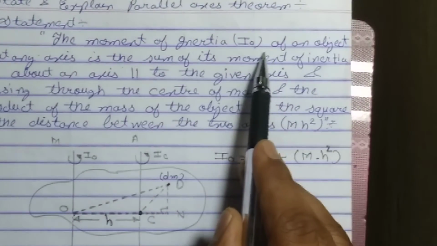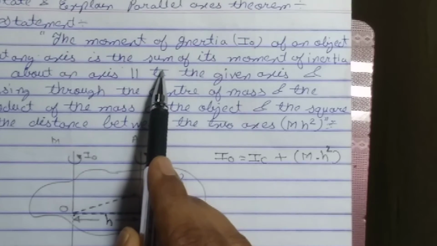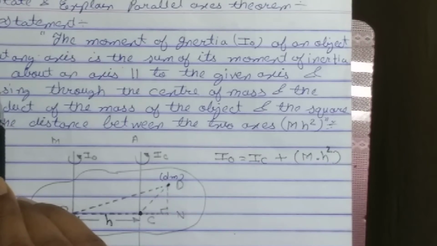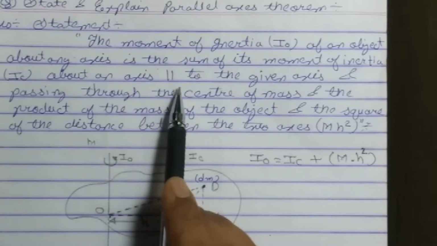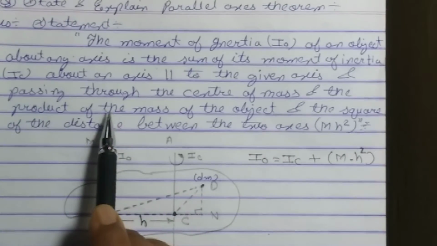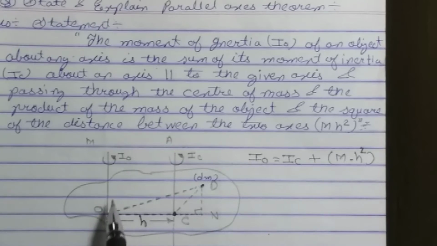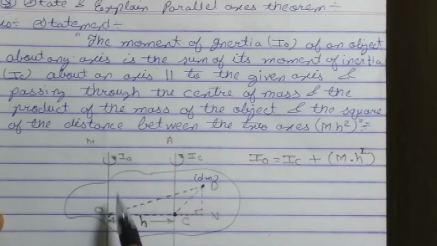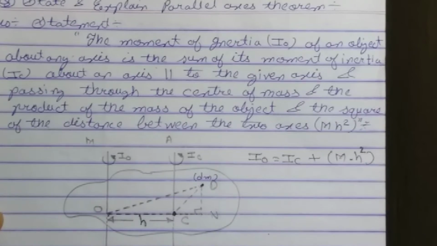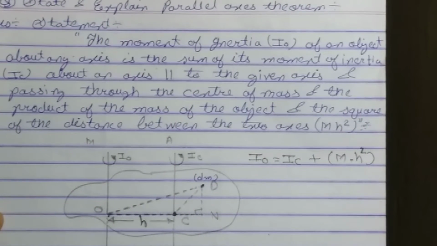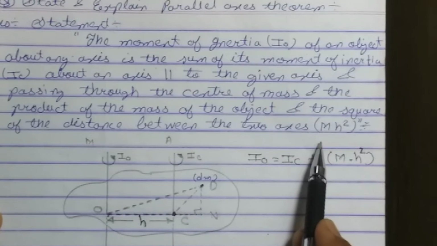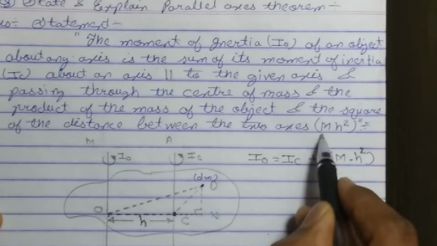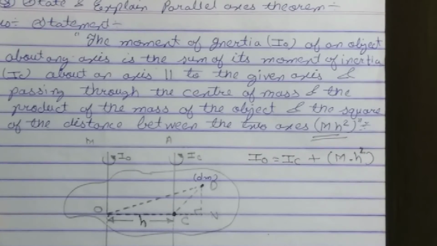So let us again read that particular statement. The moment of inertia IO of an object about any axis is the sum of its moment of inertia IC about an axis parallel to the given axis and passing through the center of mass. Students, the condition is that both the axes should be parallel. That's why this theorem is called the parallel axis theorem. Now let us complete the statement: plus the product of the mass of the object and the square of the distance between the two axes, that is Mh square. So you understood the statement.